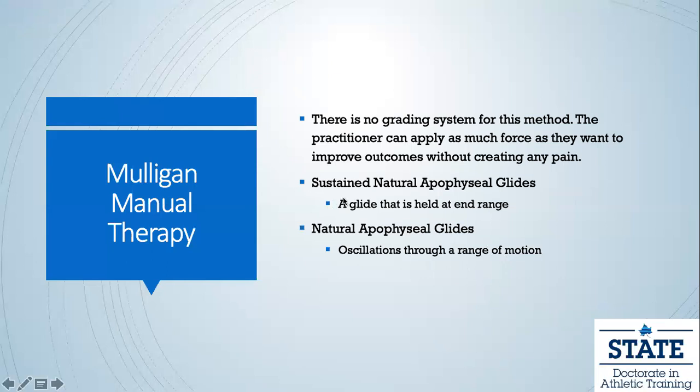So we have sustained natural apophyseal glides, or SNAGs, and this is a glide that's held at end range. And then we have natural apophyseal glides, or NAGs, which are oscillations through a range of motion. So sustained, we hold it, and then without sustained, we have a natural apophyseal glide, which we oscillate.